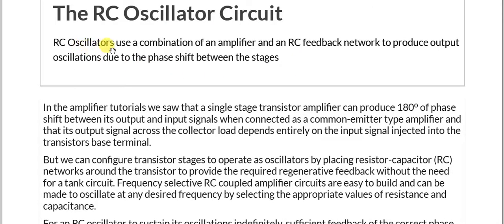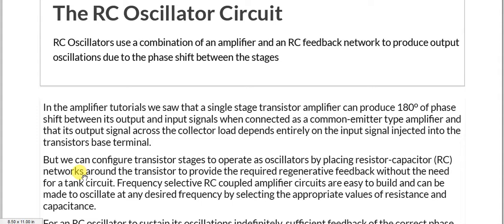RC oscillators use a combination of an amplifier and an RC feedback network to produce the output oscillations due to the phase shift between the stages. In the amplifier tutorials, we saw that a single stage transistor amplifier can produce 180-degree phase shift between its output and the input signals when connected as a common emitter amplifier, and that output signal across the collector load depends entirely on the input signal injected into the transistor base terminal.